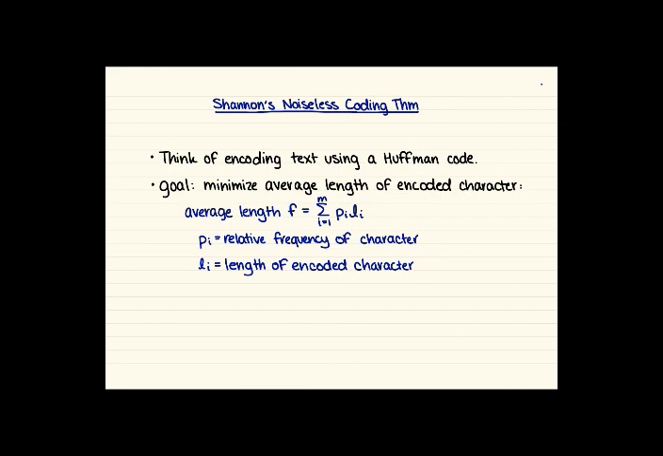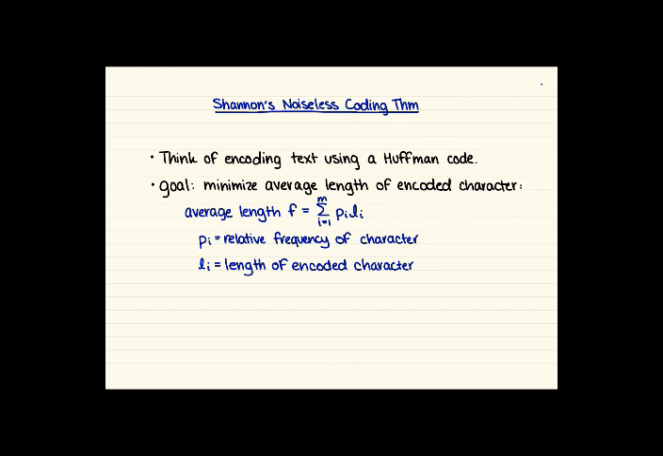All right, so today we're going to be talking about Shannon's noiseless coding theorem. So keep in mind the example of encoding text using a Huffman code throughout this, because the Huffman code is one example of where we achieve the best possible behavior predicted by Shannon's theorem. So our goal, remember this for Huffman codes, is to minimize the average length of encoded characters. So that's going to mean that the overall text, once we encode it, has the shortest length.